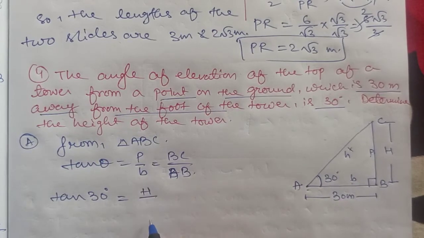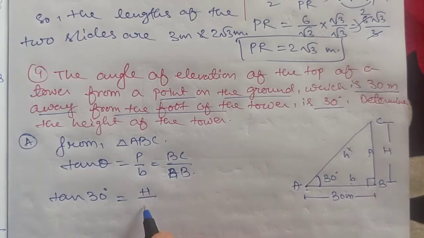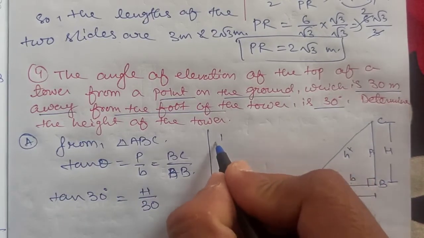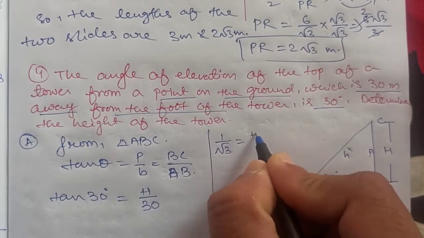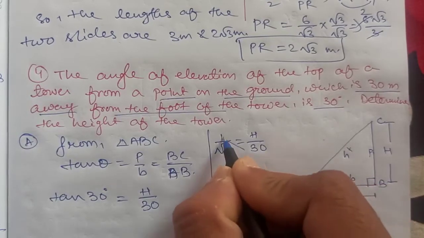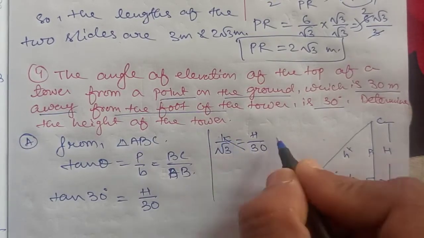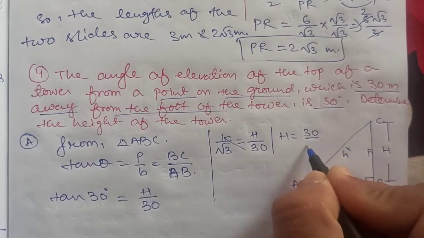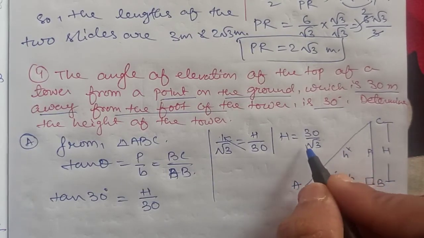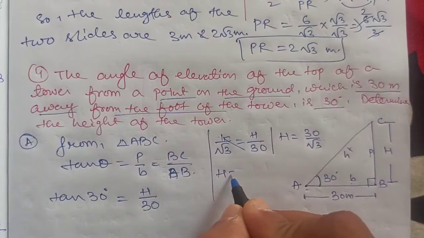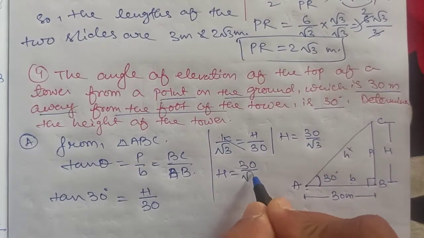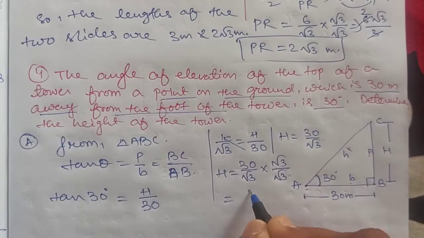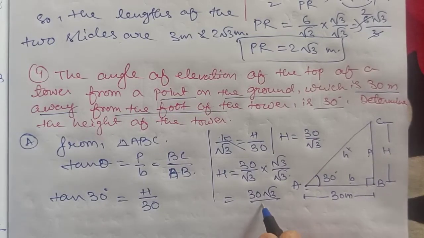BC is H. AB is 30. Now write the value of tan 30. Tan 30 is 1 by root 3, which equals H by 30. Cross multiply, bring the 30 to this side, and H equals 30 by root 3. Rationalize the denominator by multiplying with root 3 by root 3. We will get 30 root 3 by 3.